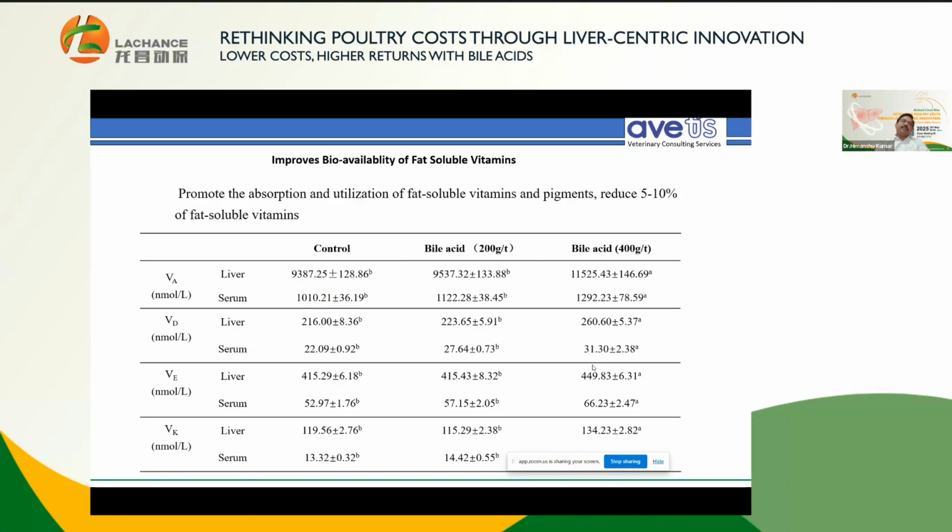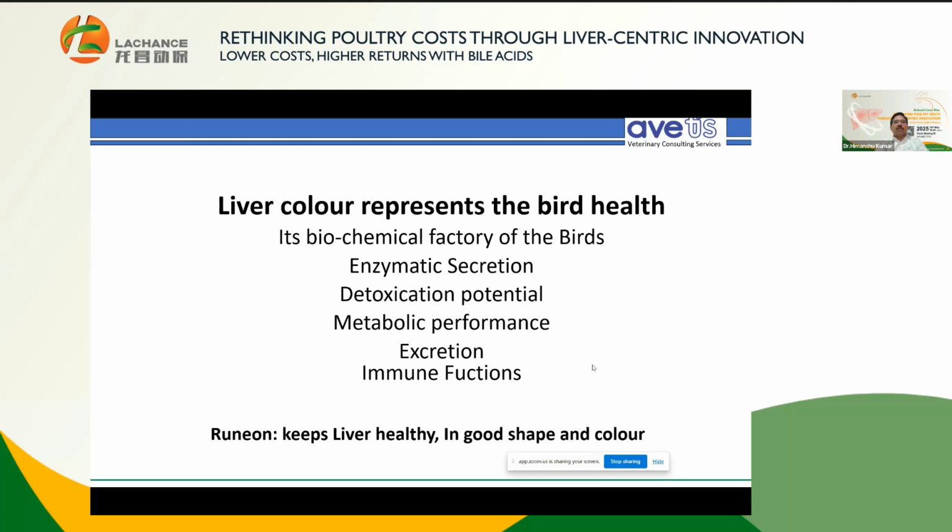This is the data provided by Lachans that it improved the bioavailability of the fat soluble vitamins, and these are the key vitamins: vitamin A, vitamin D, vitamin E, and vitamin K. As per the data, in the liver and the serum, with bile acid supplemented at 200 gram and 400 gram, the bioavailability is much better in comparison to the control. This indicates that it increases the bioavailability of vitamins by close to 5 to 10%. So you can justify its use and cost effectiveness.